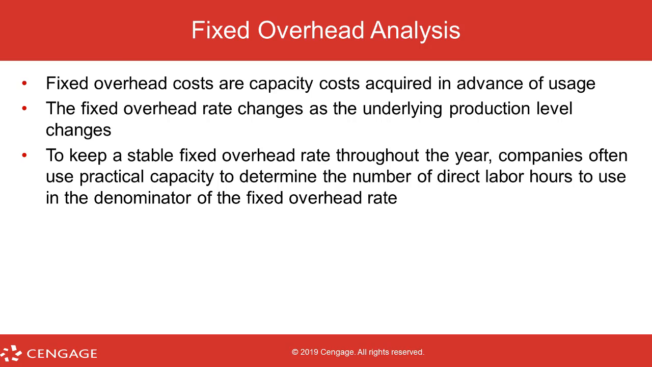You'll notice here that they say the fixed overhead rate changes as the underlying production level changes. That sounds a lot like variable overhead. Remember, we had said that fixed costs remain fixed regardless of the level of production. So what's happening here? Well, in this case, the fixed overhead rate is based on levels of production, meaning we're taking all of the fixed costs of the company and basically dividing it by the level of production to come up with a fixed overhead rate per unit. So as the levels of production change, so does the fixed overhead then.